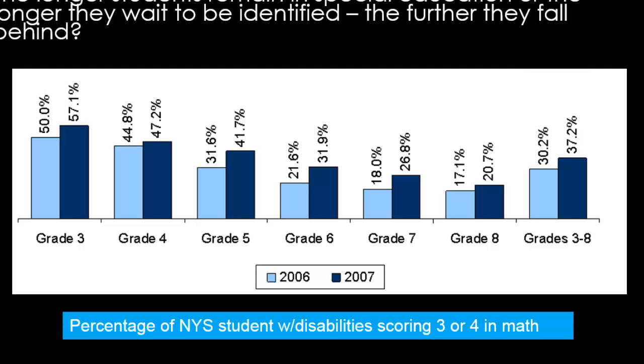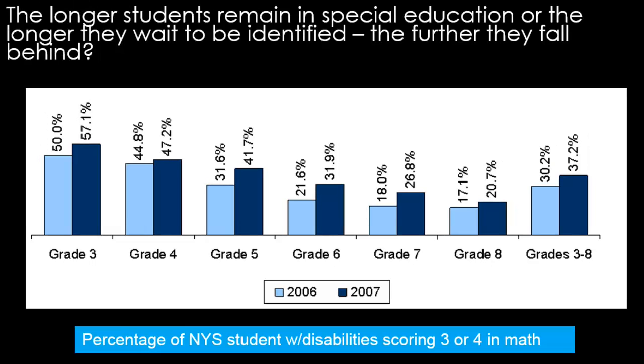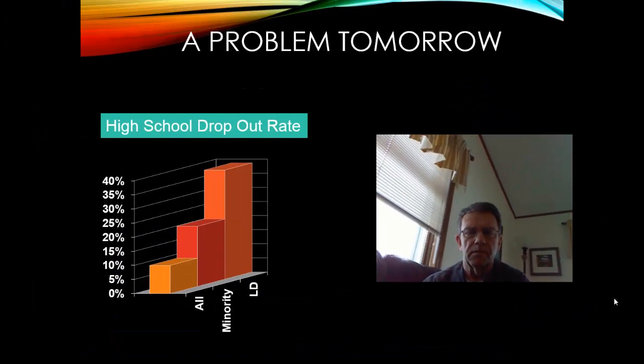So you can see that the sum total of comparison between 2006 and 2007 is 30% in 2006 and 37% in 2007 scoring 3 or 4 in math. So that's not good news, and it's not a good trend. It's not only a problem today, but this whole falling behind, waiting to fail is a problem tomorrow as well.